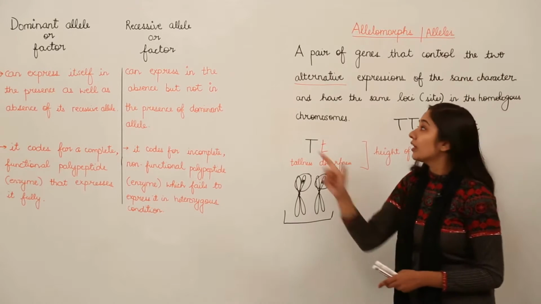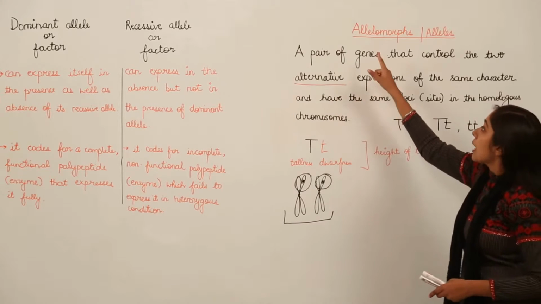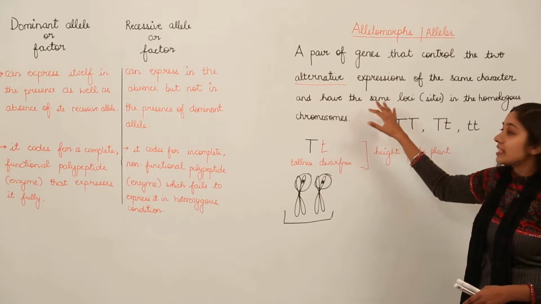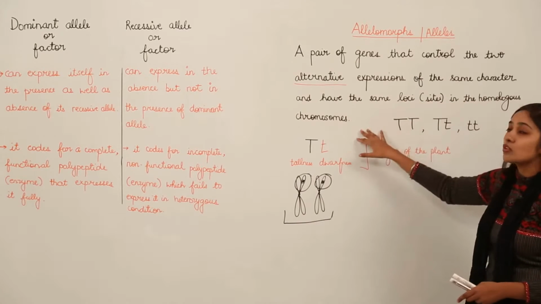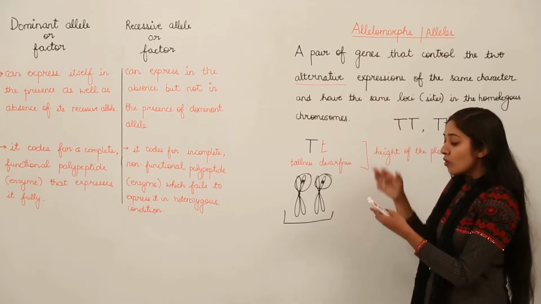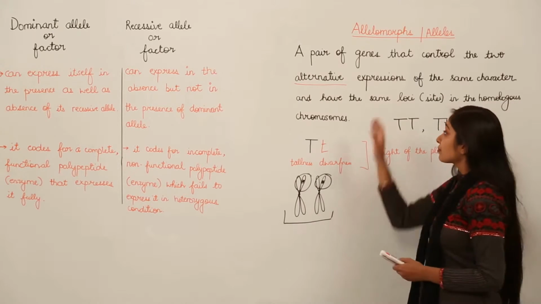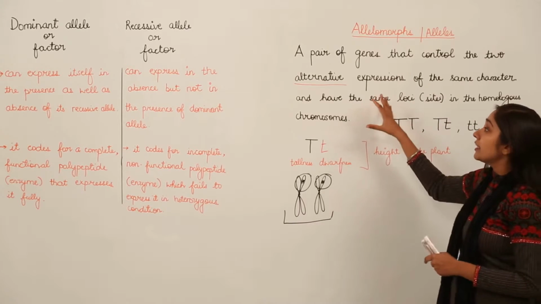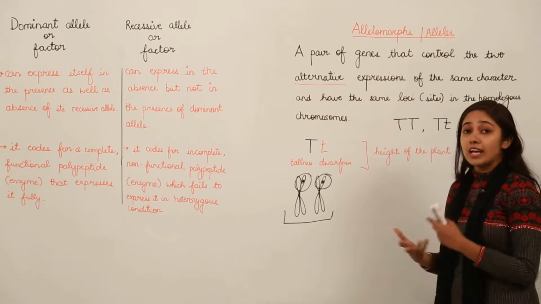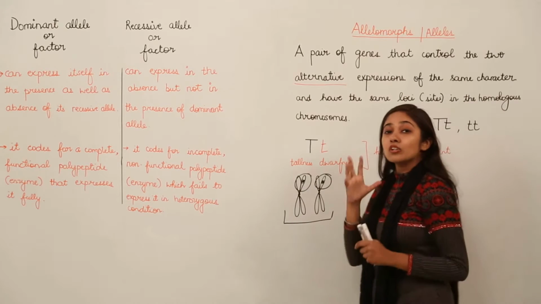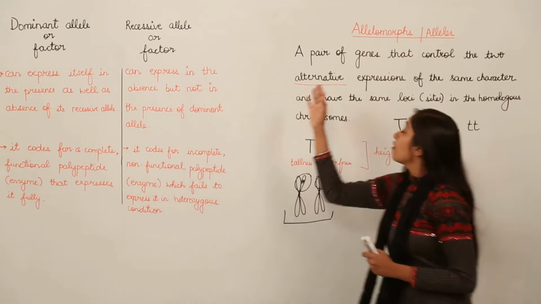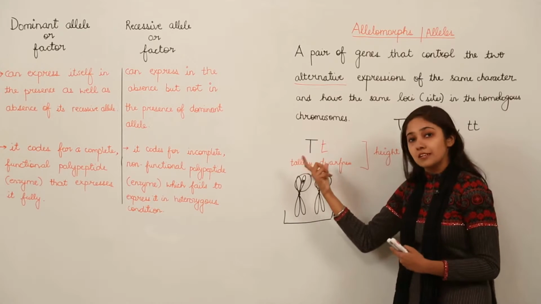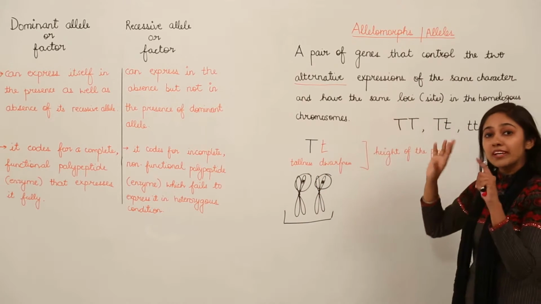Now we don't use the word alternative expressions, we use a pair of genes that control the same character and have the same loci or sites in the homologous chromosomes are known as allelomorphs. So now what is the definition that you're going to write? Why I am telling you this, that we have two definitions, and initially we had a definition like this, and now we have another definition. Why? Because there is a lot of confusion among students of how these allelomorphs or alleles are present and how they are written. But now let me make it very clear.